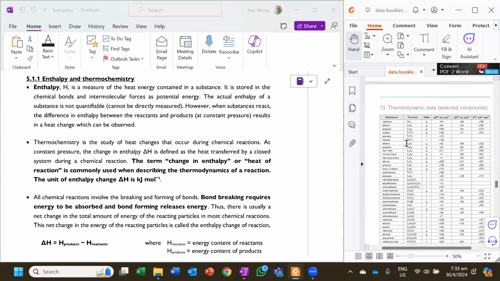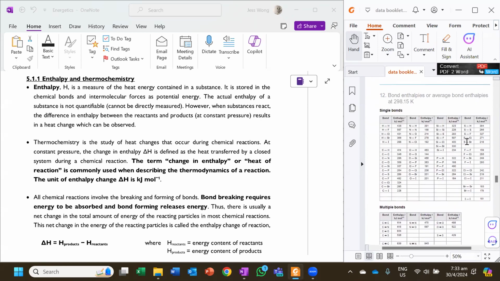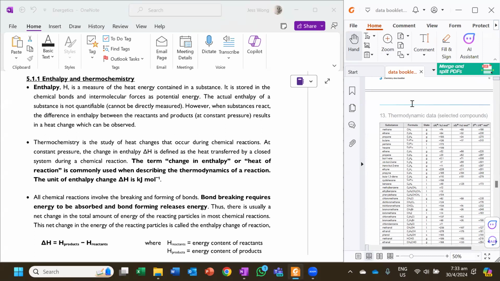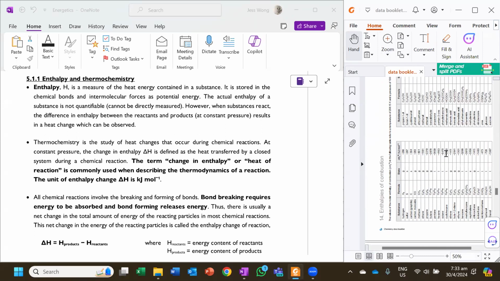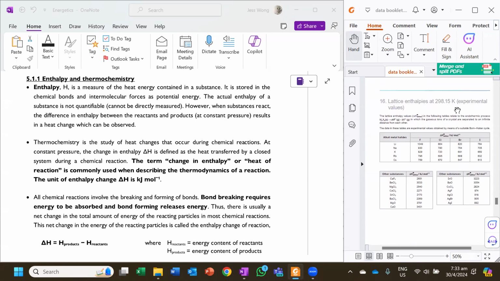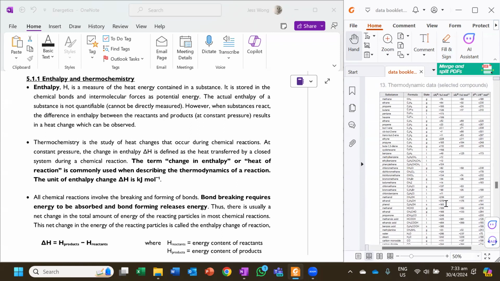All right, so today we will be looking at the chapter of energetics. Before we start, you will need to have your data booklet with you because for this chapter, we will be using some parts of the data booklet. For example, table 12 on bond energy, table 13, which is on delta HF, as well as table 14, which is on delta HC, combustion. And we also sometimes refer to table 16, which is on lattice energy. That would be all for the data booklet part.